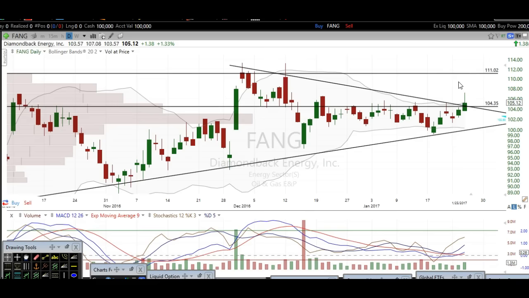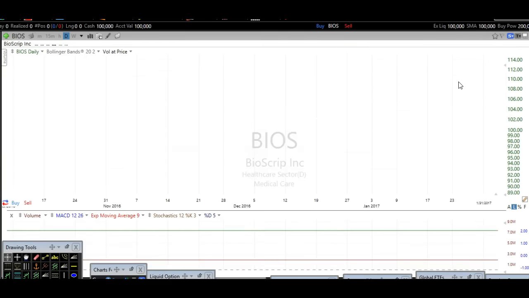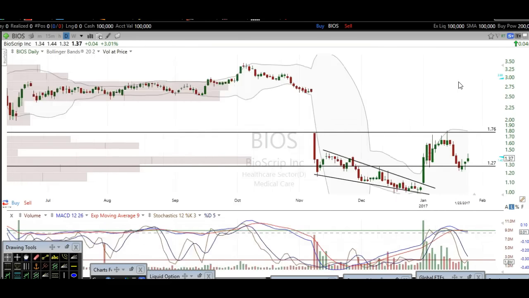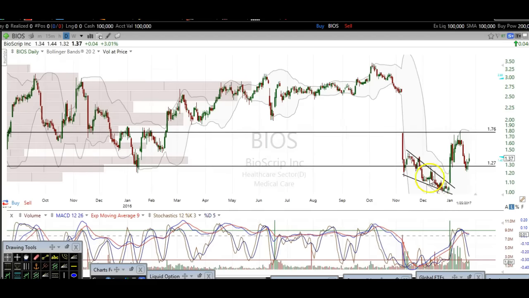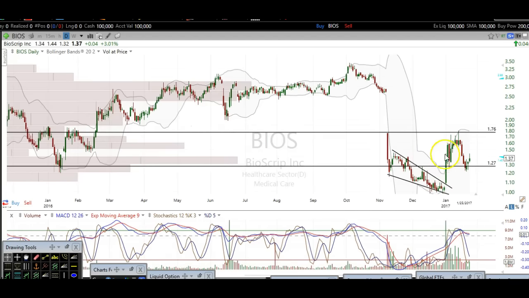The next one we're going to take a look at is BIOS. And BIOS, I'm going to back it up just a little bit here so you can see this. So you see that we had support here, right here, bounced off of it here, right here, and then we broke below that right here. Okay, so that looked like a breakdown and like we were going to head lower, and then boom, you have a violent breakout to the upside back above this support.